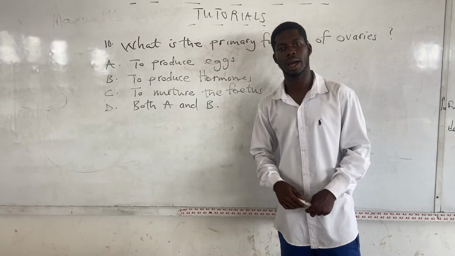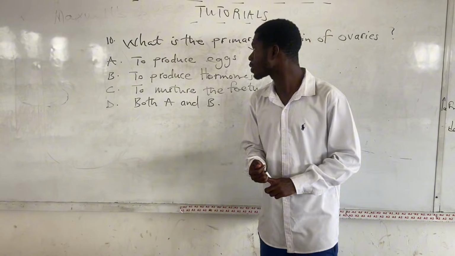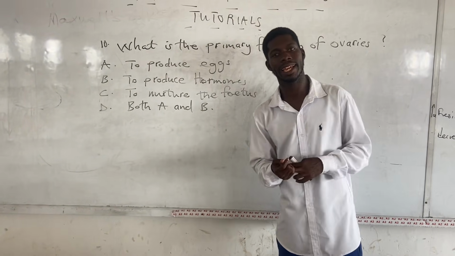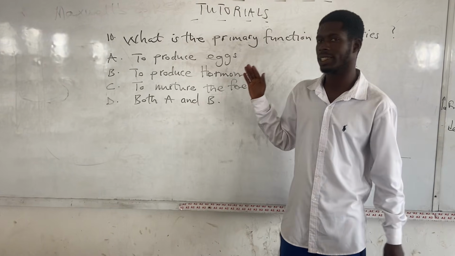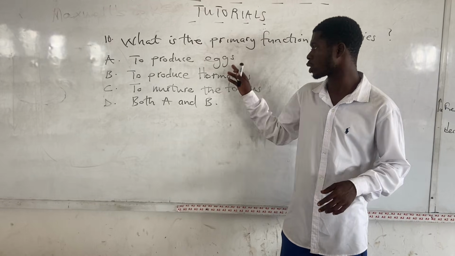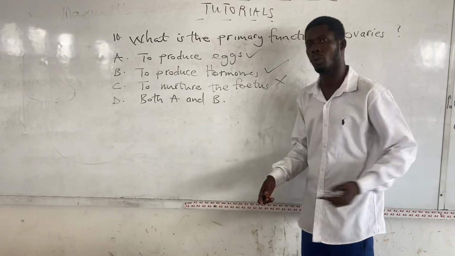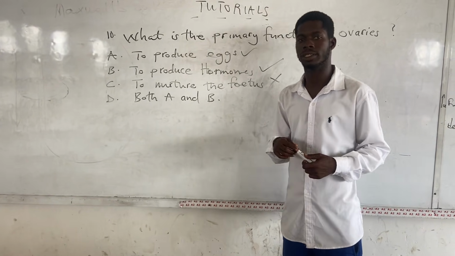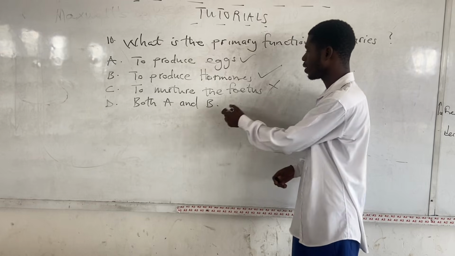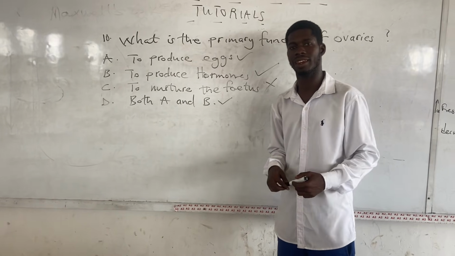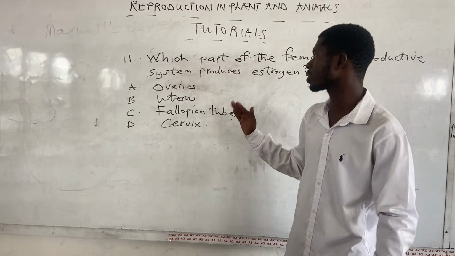When I was teaching, I told you the 2 functions of the ovaries. I said that the ovary is used to produce eggs, and that the ovary produces hormones known as estrogen. So considering this, A is correct and B is correct as well. Both A and B are correct. So the right answer for question number 10 is D, both A and B. Thank you.